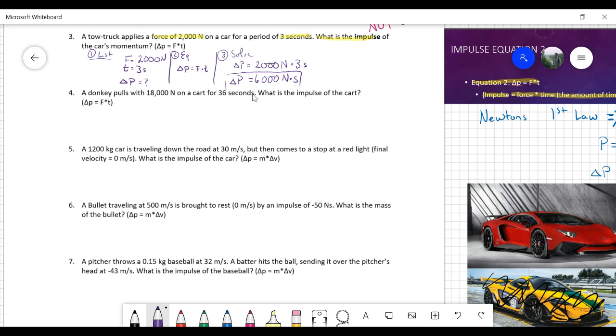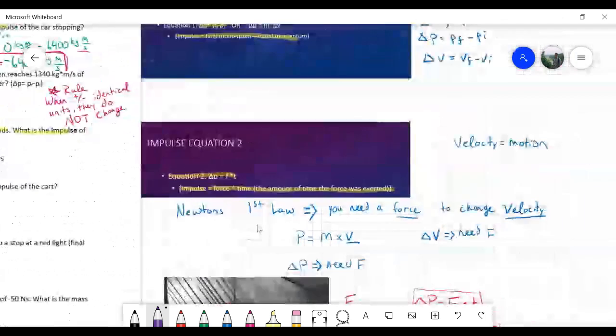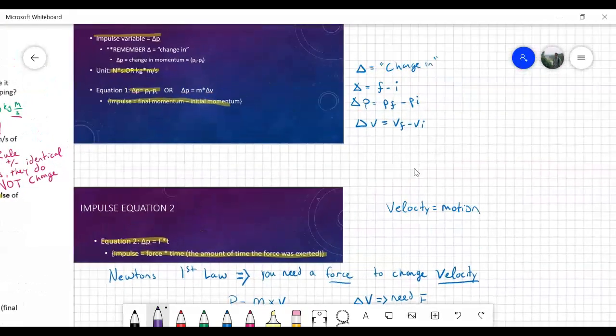Okay, so that one's pretty straightforward. I think you guys won't have any issues with this type of problem. You just find your force, find the time, and multiply them together to get impulse. Easy peasy lemon squeezy. Alright, the final version of this equation that we're going to look at here is this one right here.